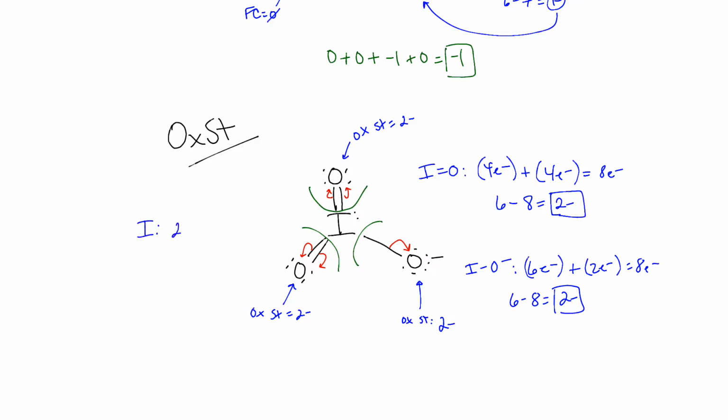It has 2 electrons from lone pairs, 0 electrons from bonding, so that's 2 electrons. It needs 7, it has 2. So this iodine is in an oxidation state of 5+.